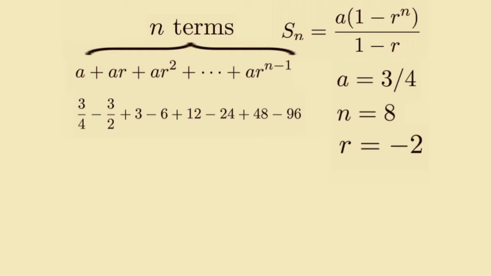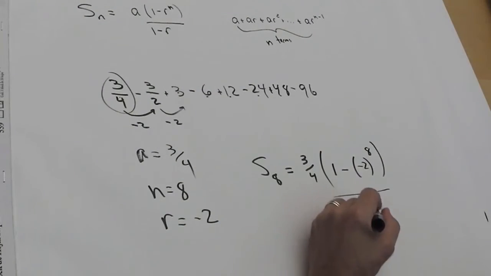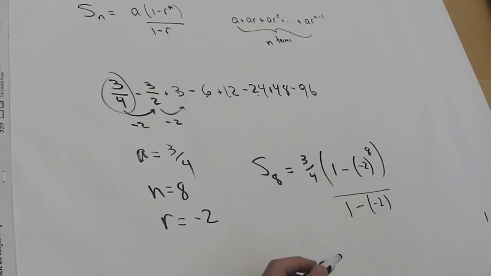And the constant ratio or constant multiples, as we observed, which we're calling r, is minus 2. So according to our geometric series formula, the sum of the first 8 terms of this series, called S8, should be equal to 3/4 times 1 minus negative 2 to the 8th power over 1 minus negative 2. And we could stop there, or we could simplify this if we wanted to.